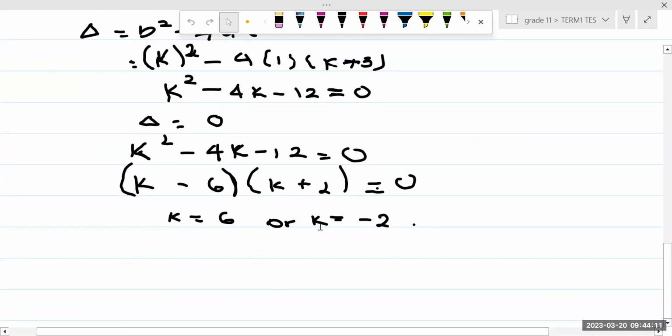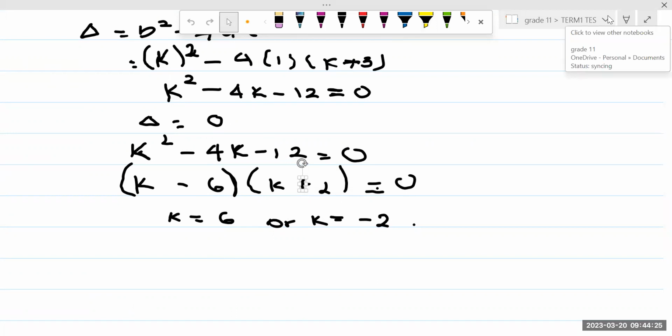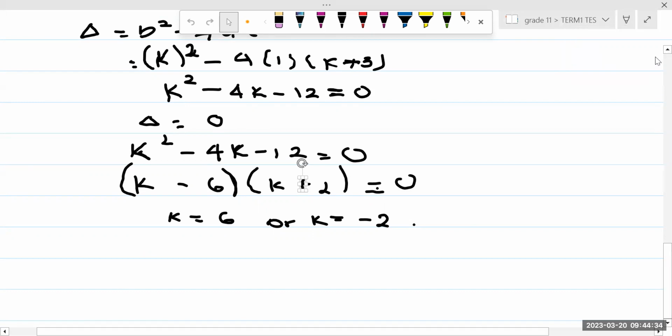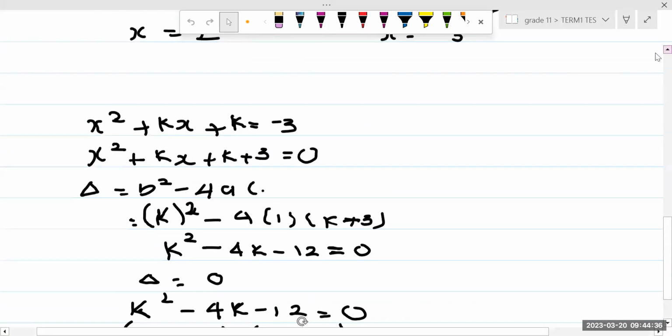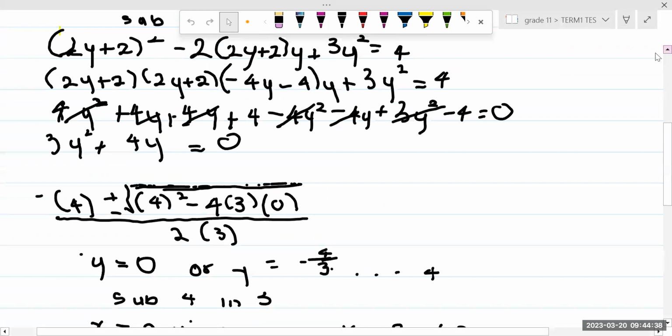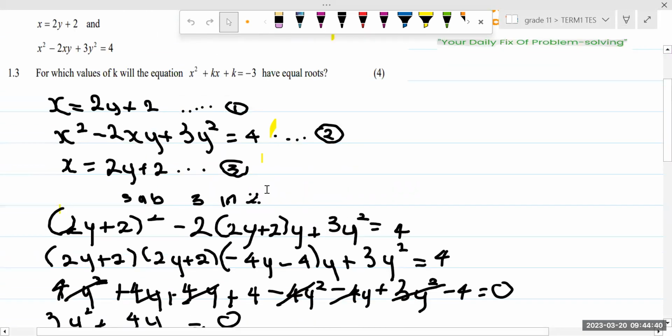And then k minus 6, k plus 2, and then k is looking... Let's take some time, guys. Here it was a real year challenge. When it comes to this one here, I think I was trying to check what might have been the problem.